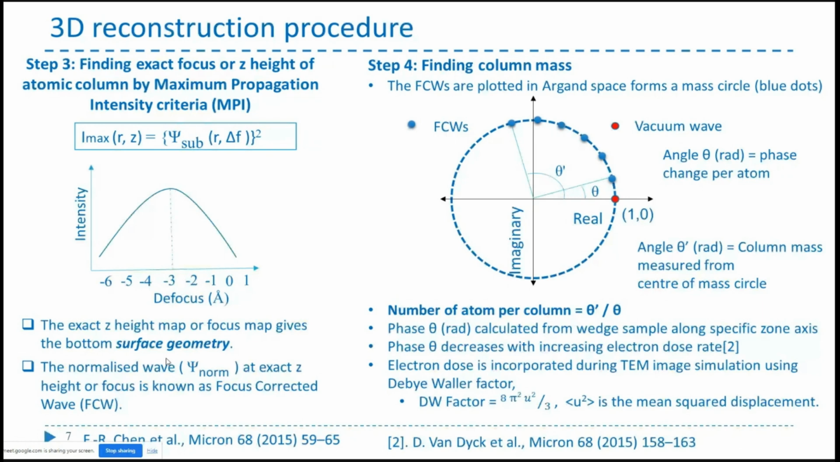And now you can plot it. It's a wave, so it's a plus ib. It's a complex number, so it's called an Argand diagram. You can plot it here, where this is real and this is imaginary. You can plot the wave value here, and then you need to know, for one atom, what is the wave.